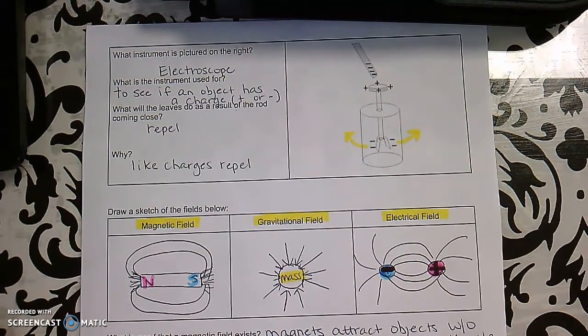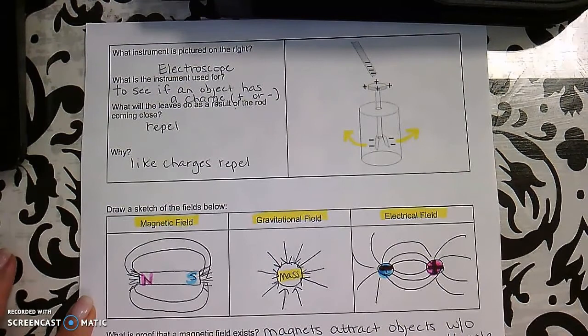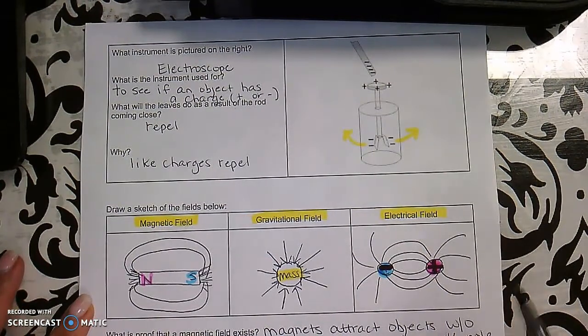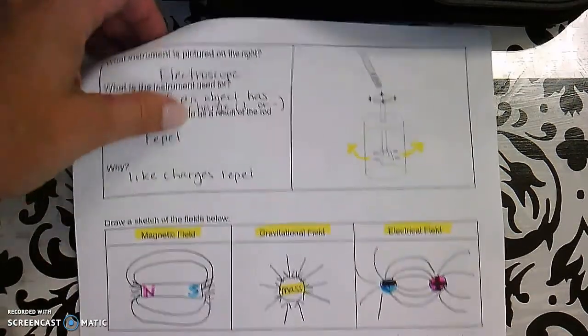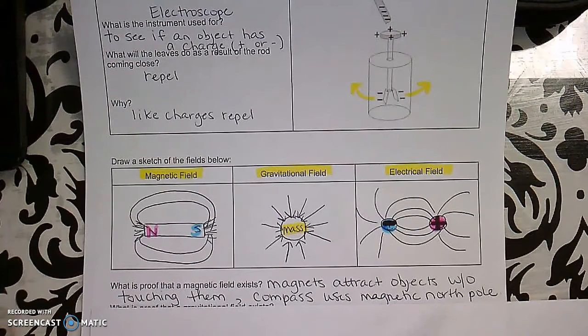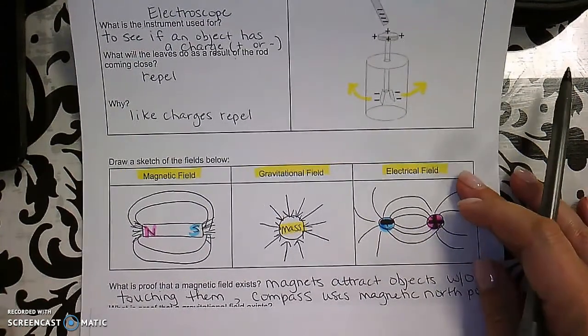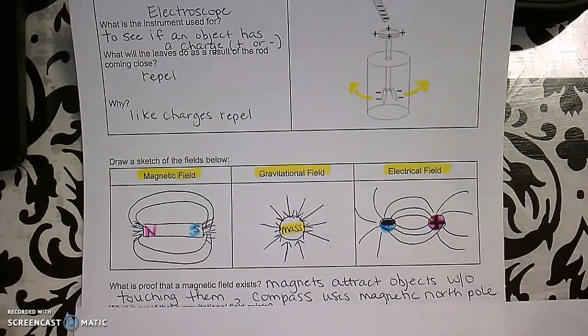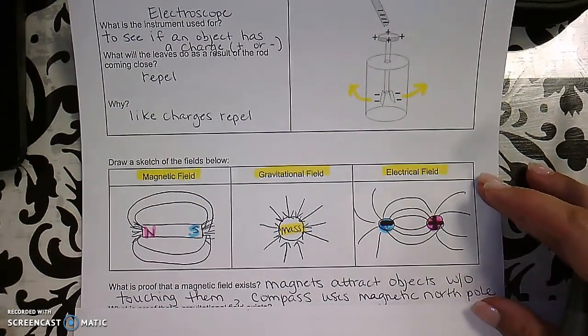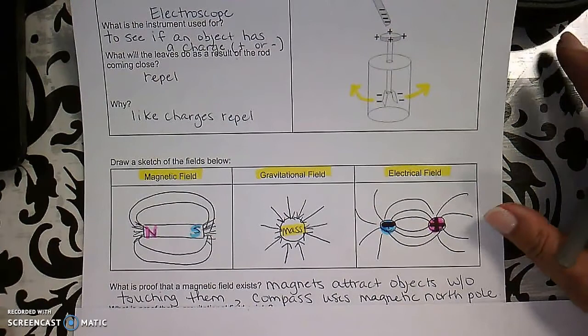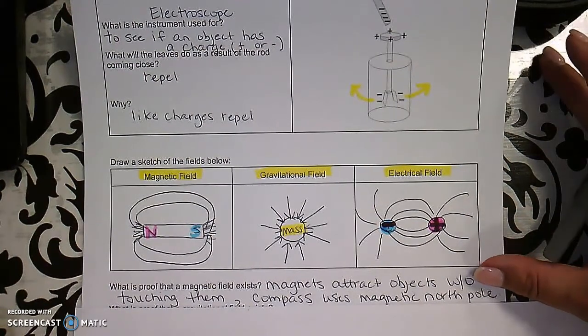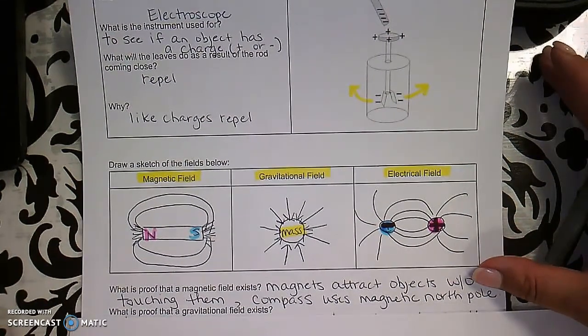So what is proof that a magnetic field exists? Well, there's tons of things that we could write down. One that I chose to write is that magnets attract objects without even touching them. That's called a non-contact force. Another thing is that compasses use the magnetic North Pole. They work off of that without even touching the North Pole. And when we learned about this originally in class, everybody got to hold a compass and see how it worked.